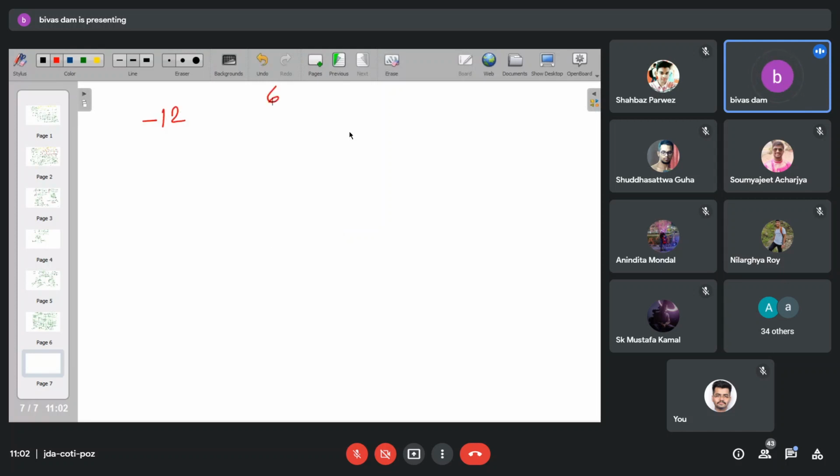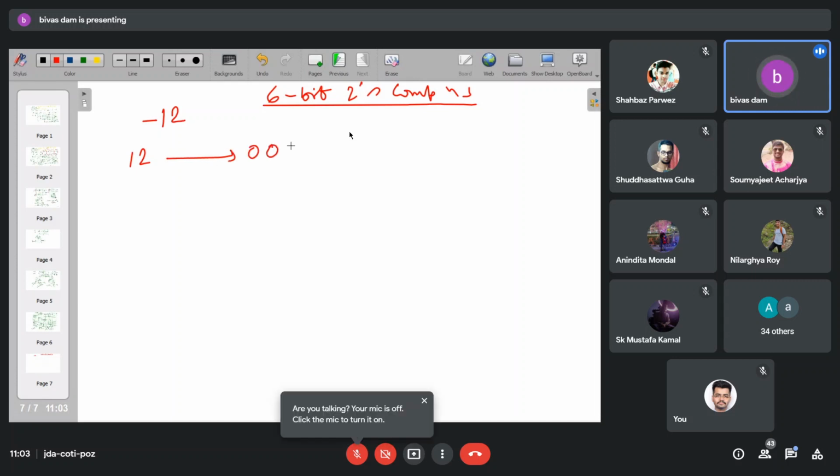Let's go to an example: -12 in 6-bit 2's complement. So what is the starting point? 12, taking it as unsigned, in 6-bit is 001100.